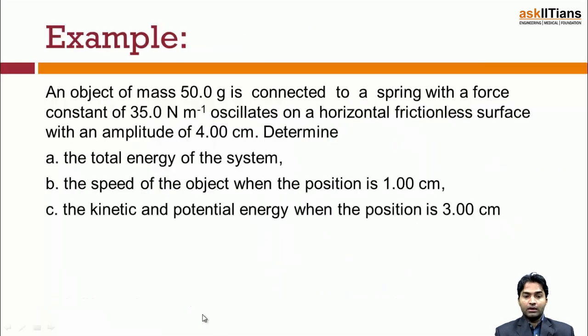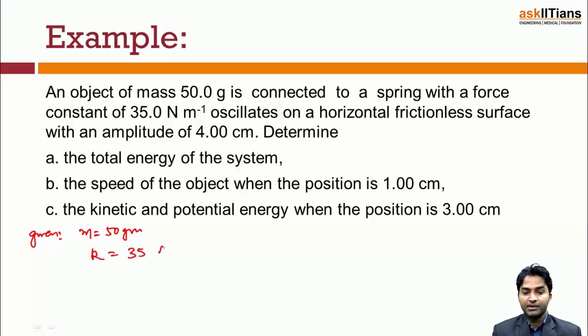So now we would like to discuss an example in more detail. In this example, an object of mass m, 50 gram, is connected to a spring with a force constant K equal to 35 Newton per meter, and oscillates on a frictionless horizontal surface with an amplitude of 4 centimeter. We have to find, first part, the total energy.